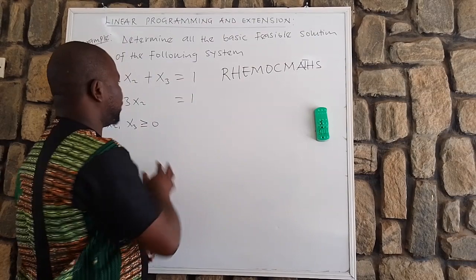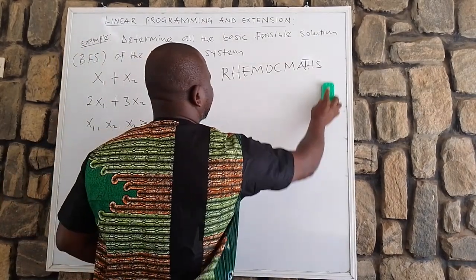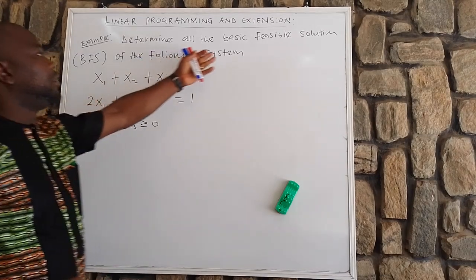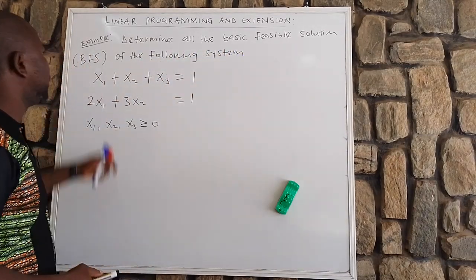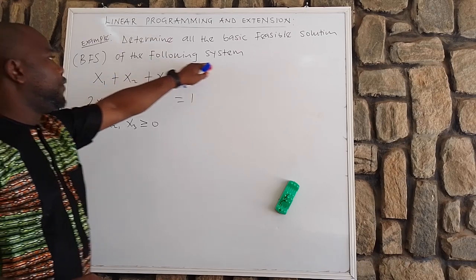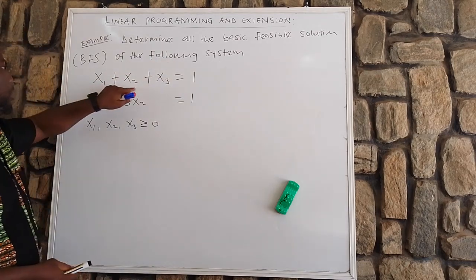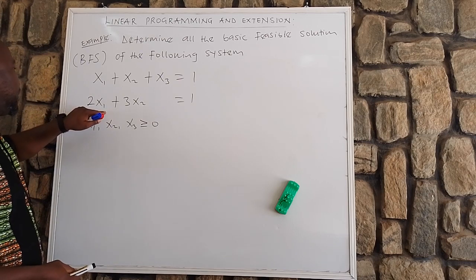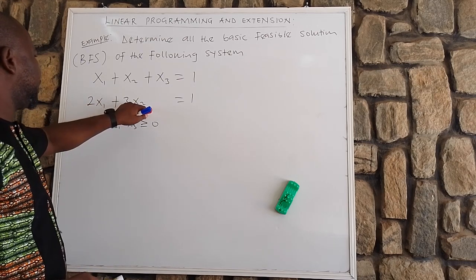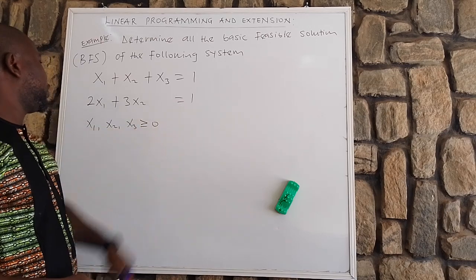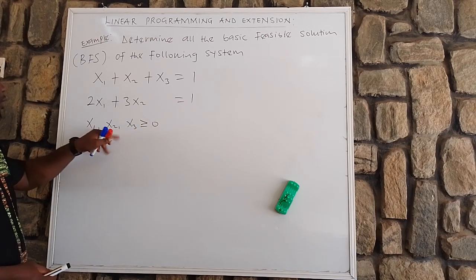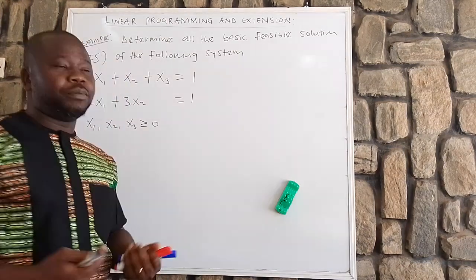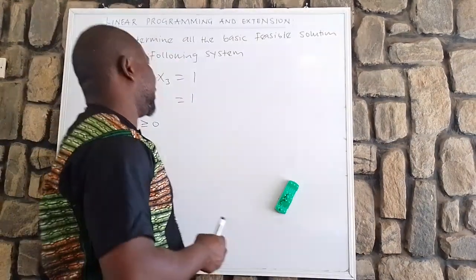Okay, let's look at this simple example. It's simple as ABC. Determine all the basic feasible solutions of the following system: x1 plus x2 plus x3 equals 1, 2x1 plus 3x2 equals 1, x1, x2, x3 greater than or equal to 0. We are going to look at it together.